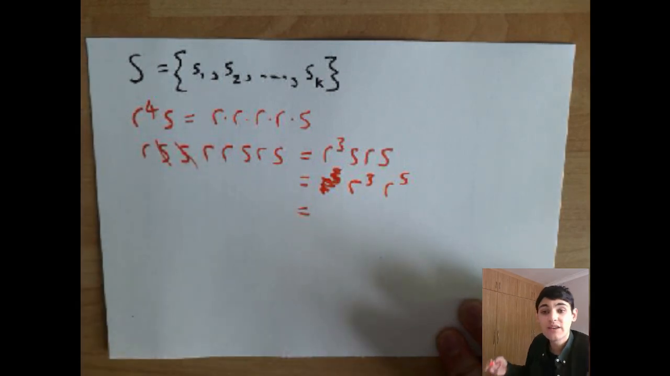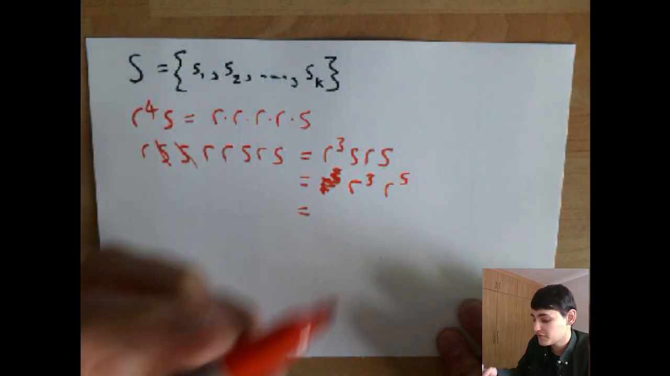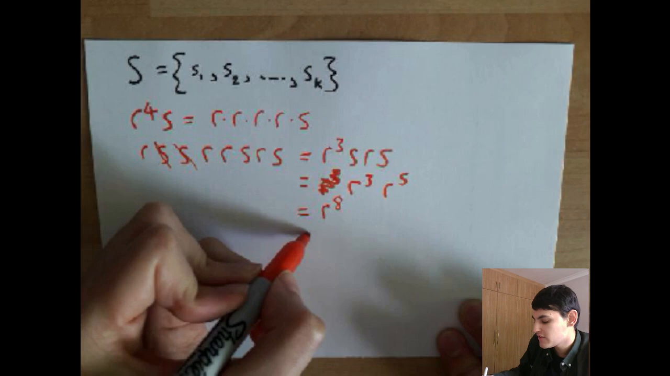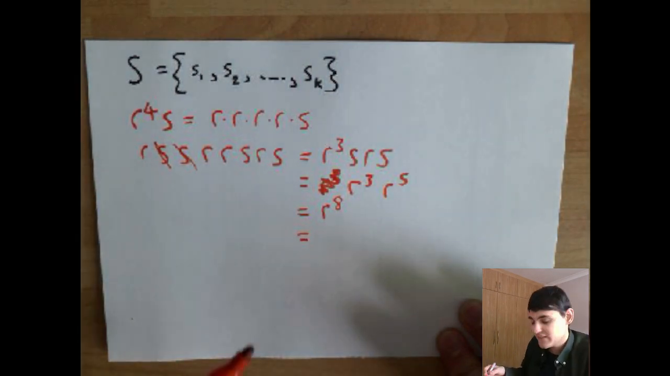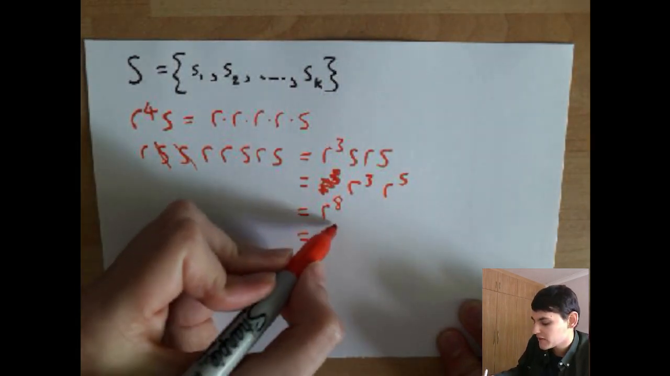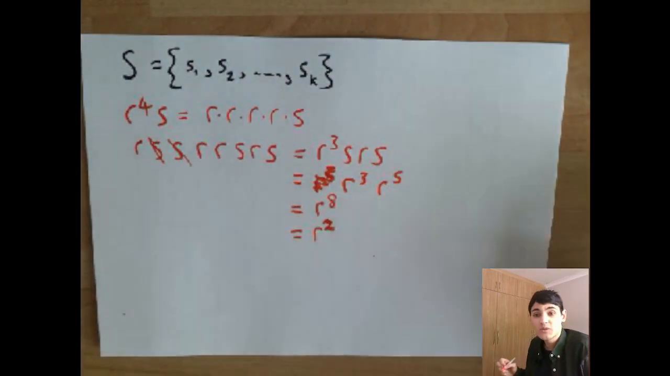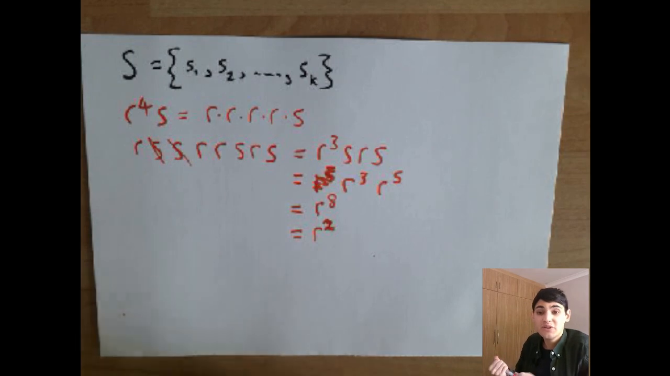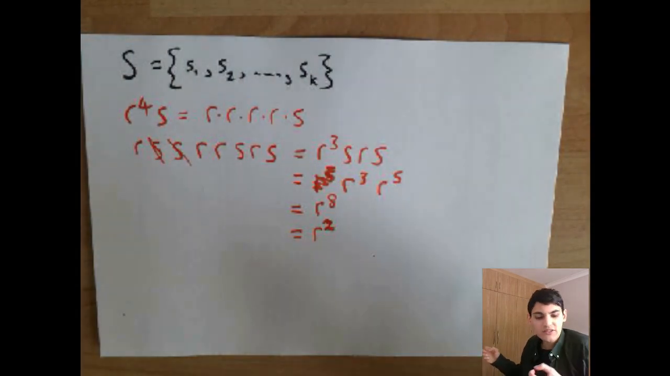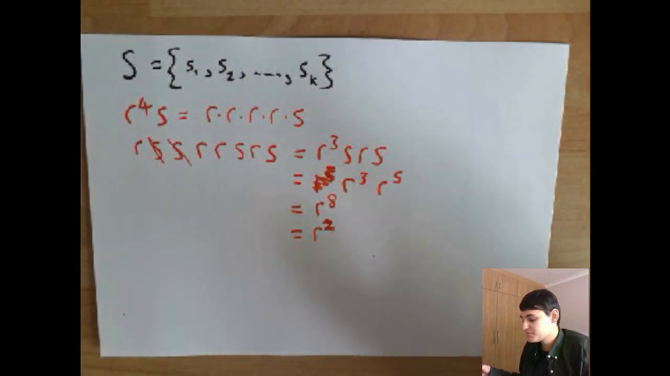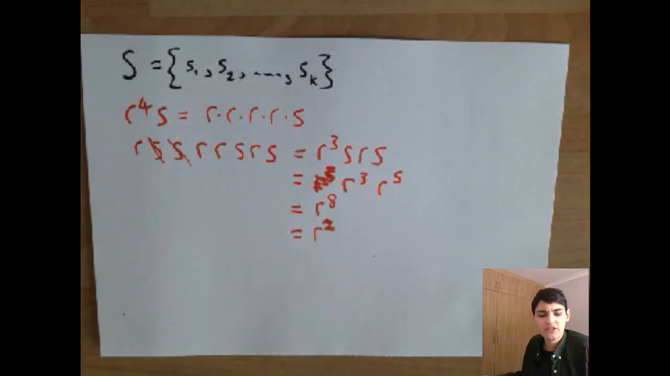So you end up with r cubed times r to the 5, which is r to the 8, which in D6 is the same as r squared, r to the 2. Let's try and make that look more like a 2. Okay, so that's sort of the basics of group theory. Let's now head on and talk about reflection groups.